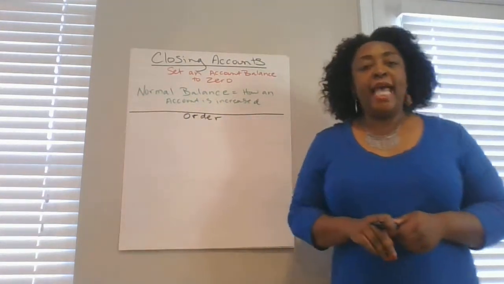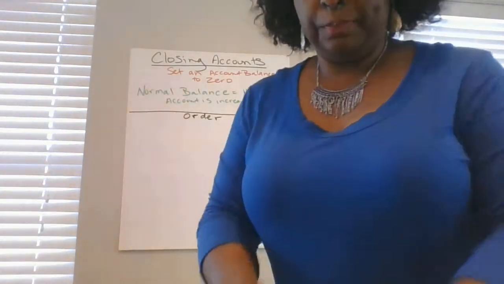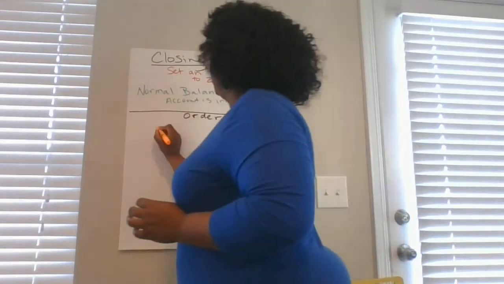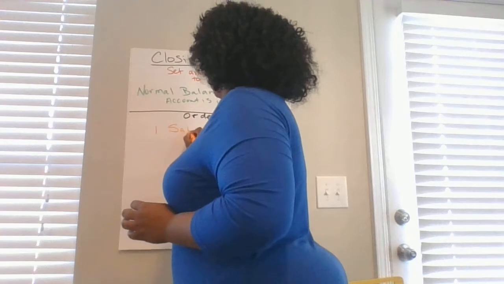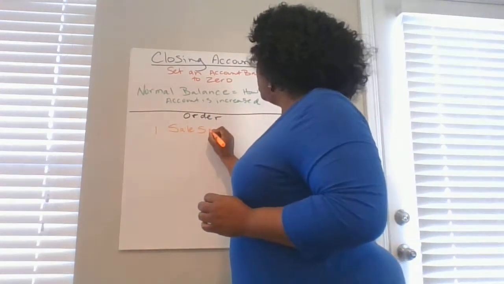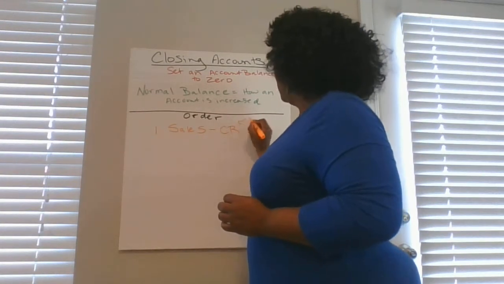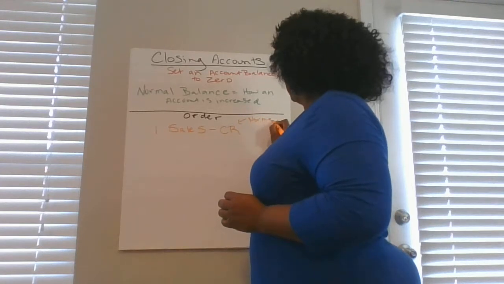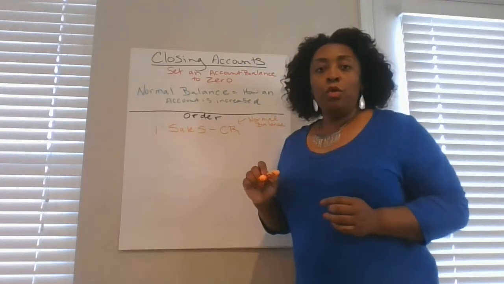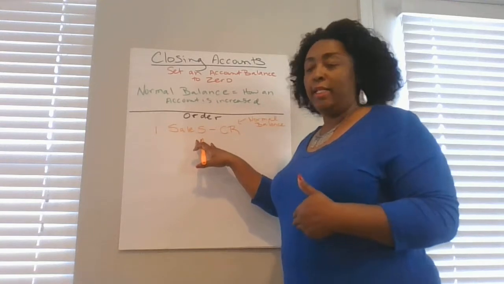So with that being said, we're going to talk about the order that we close accounts. The first account we close is sales. The normal balance of sales is credit. So the idea would be we would debit the sales account in order to set it to zero.